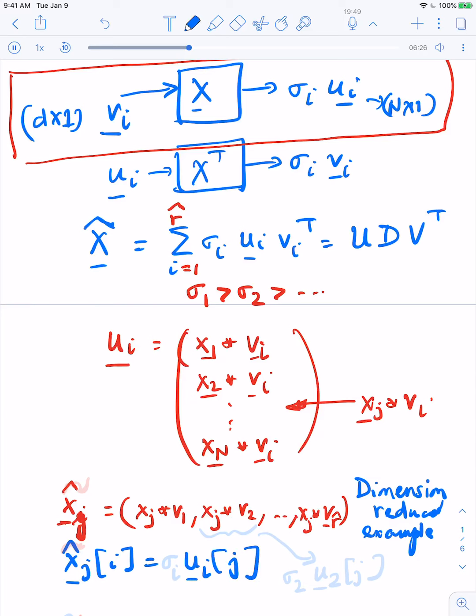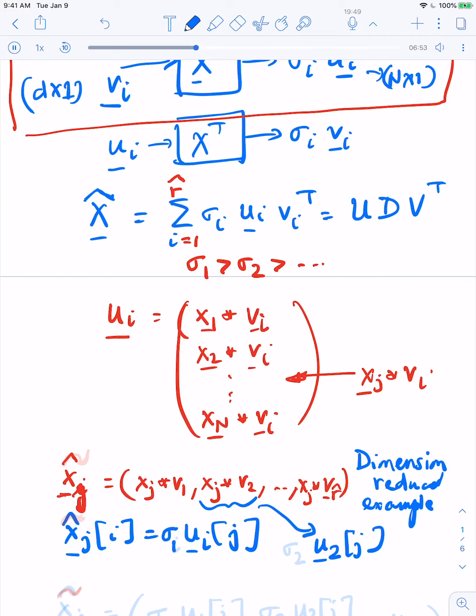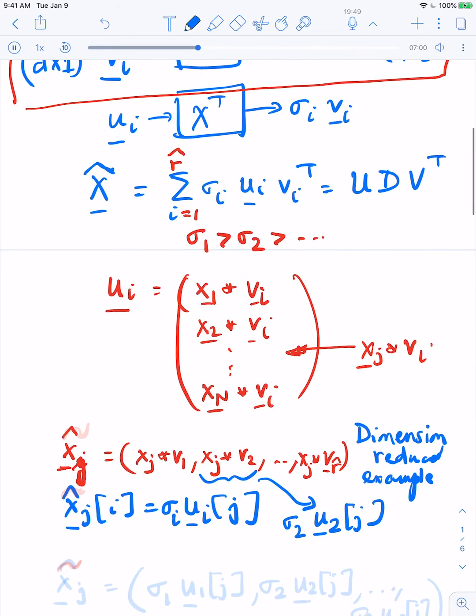So basically, this guy, for example, is coming from U2, and it's the jth entry in U2. So when all is said and done, what have I done? Oh, I forgot something. This is actually sigma 1 times U1, and this is actually sigma 2 times U2, right? Basically, when I operate the X matrix on V, I get sigma times U, right? So that's what it is.